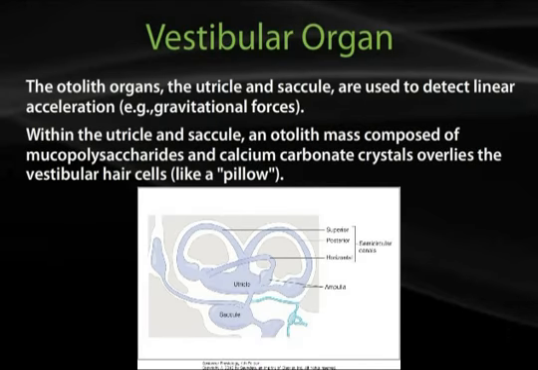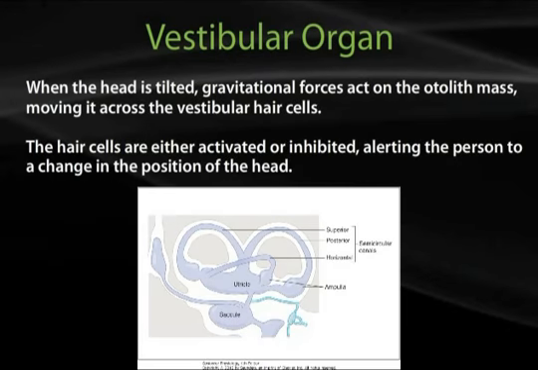The otolith organs, the utricle and saccule, are used to detect linear acceleration, such as gravitational force. Within the utricle and saccule, an otolith mass composed of mucopolysaccharides and calcium carbonate crystals overlies the vestibular hair cells, much like a pillow. When the head is tilted, gravitational forces act on the otolith mass, moving it across the vestibular hair cells. The hair cells are either activated or inhibited, alerting the person to a change in the position of the head.